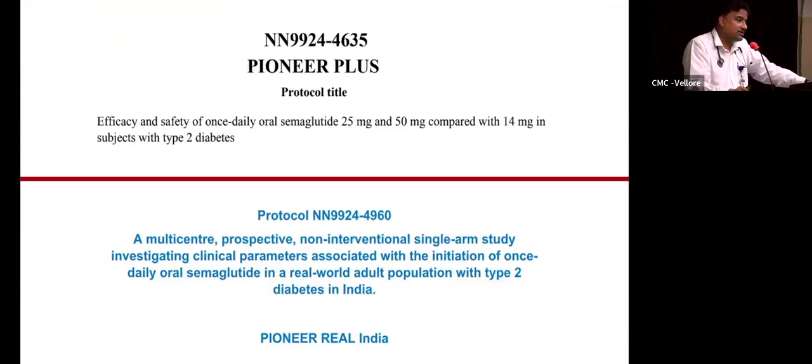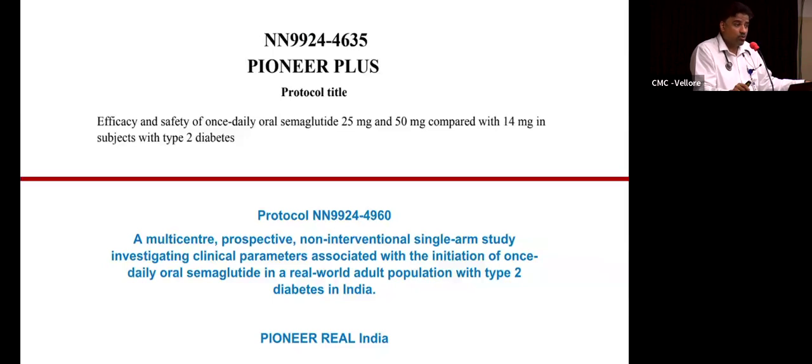Right now, the semaglutide which is available in India is an oral tablet. It is available as 3, 7, and 14 milligrams. It is not approved for obesity, and that's why I'm not talking about it here. It's approved only for diabetes management. The quantum of weight loss that is seen with oral semaglutide is just about 5%.